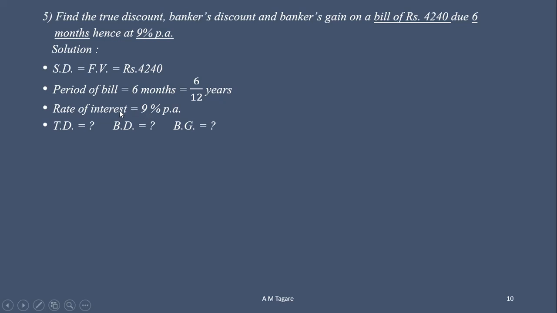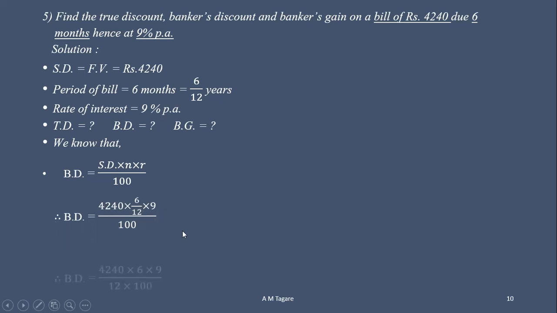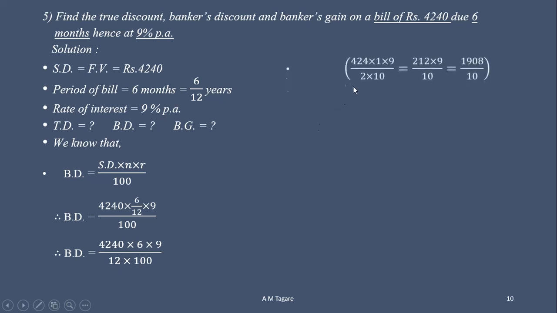So first we calculate this banker's discount. So we know that banker's discount is equal to ST into N into R upon 100. Now we substitute values of ST, N and R. 4,240 into 6 upon 12 into 9 upon 100. So 4,240 into 6 into 9, we take this 12 here, upon 12 into 100, we get this calculation.